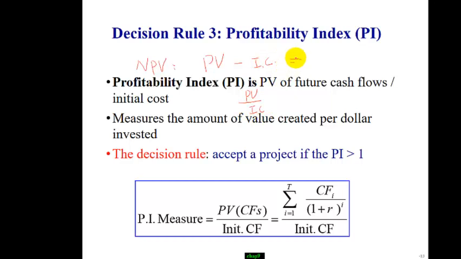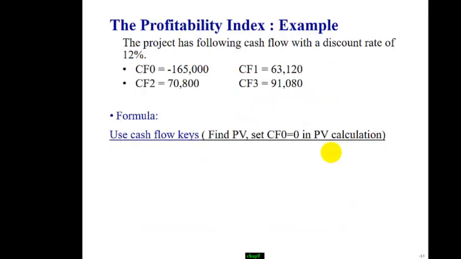Compared to NPV, which is positive or negative, meaning we compare with 0, PI is a ratio, so we instead compare to 1. Once we get a profitability index, for example 1.5, it means for every $1 we invest, we are able to receive $1.50 in the future. Go back to our same example.